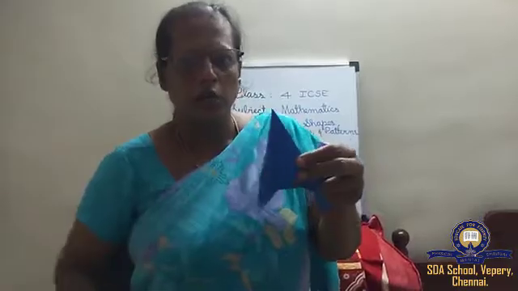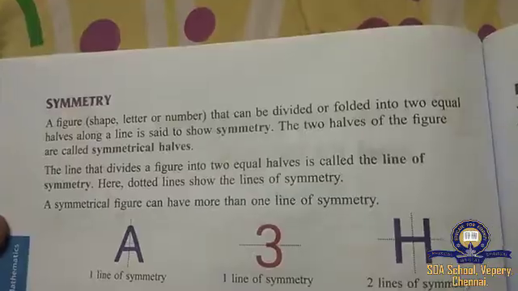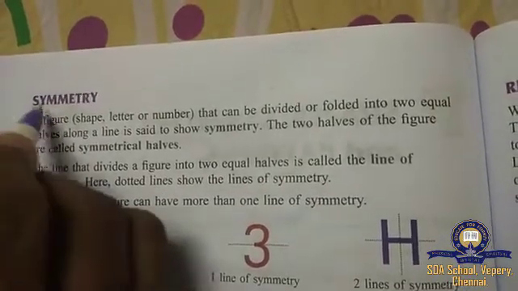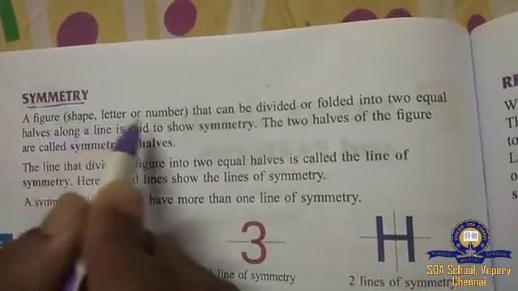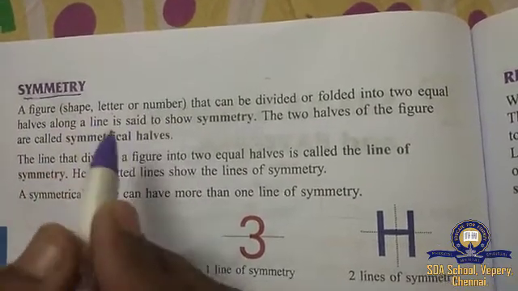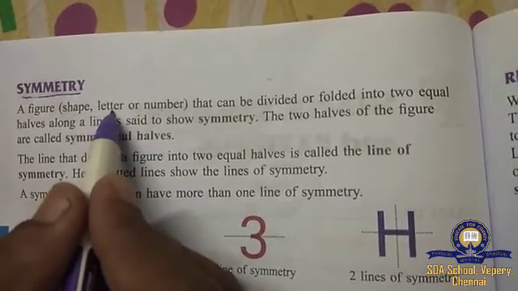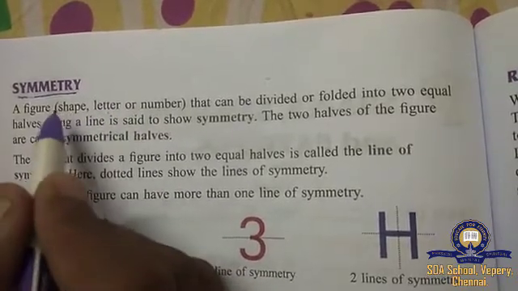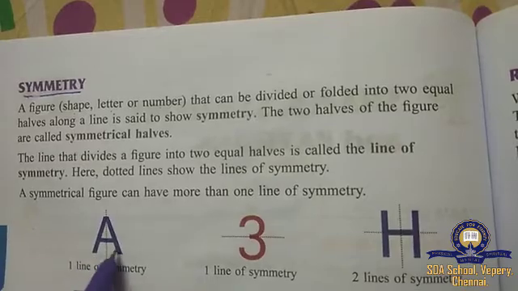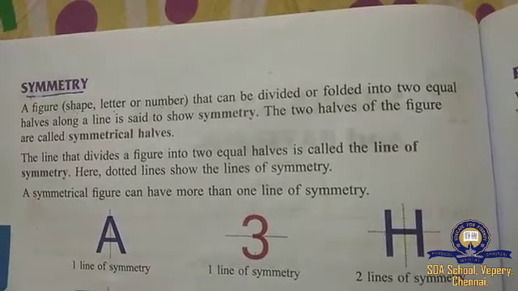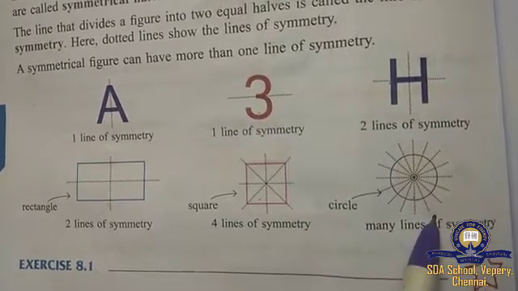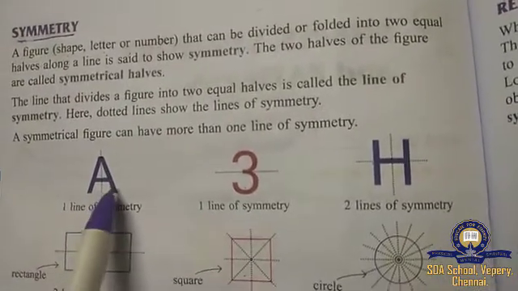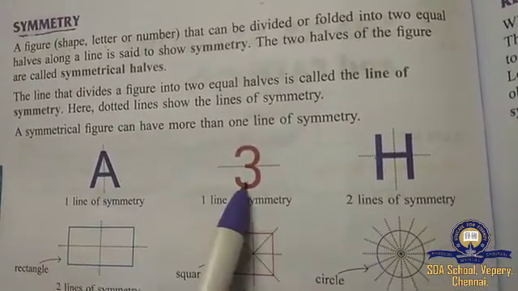Okay children, now we'll see the sums which are given in the book. First we'll see symmetry. Symmetry means a figure. Figure includes shape, letter and number. Shape means what we saw, triangle, rectangle. Letter means, see here, A, H, like this letter, and number 3, and this is shapes. Okay children, understood or not?